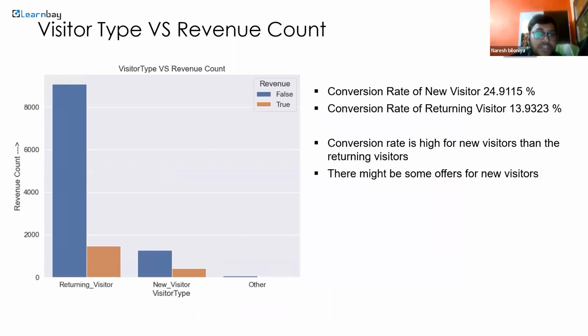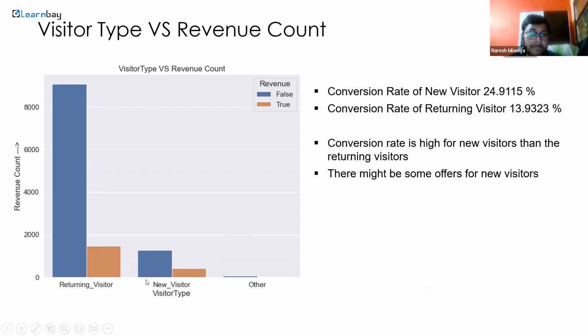And if we talk about visitor type, yes. So here we can see returning visitors. Returning visitors, around 1,500 visitors, are generating the revenue. Returning visitors means they are our old visitors. They earlier also made purchases. And new visitor means they are coming to the website for the first time.